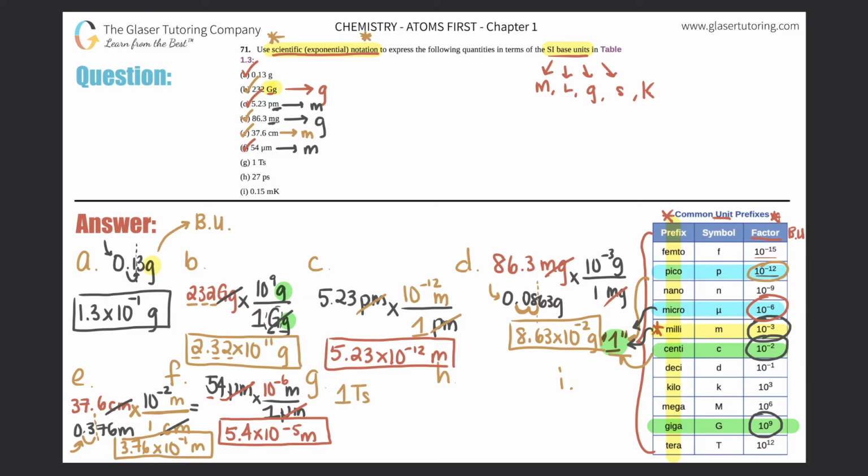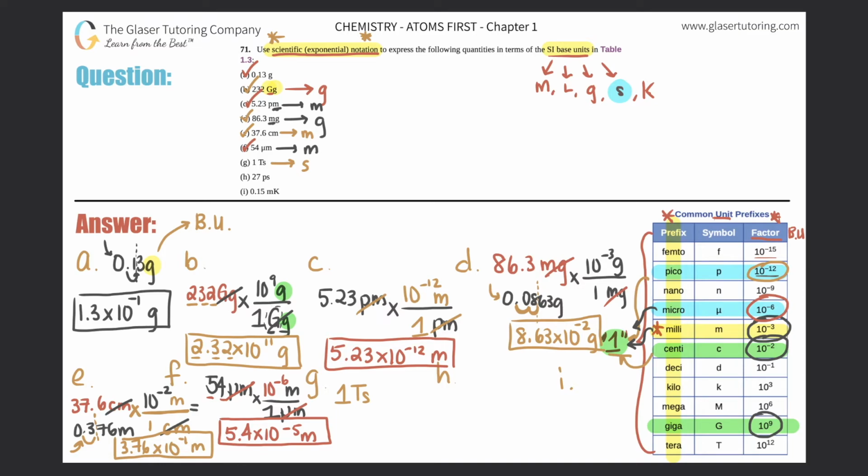G, 1 terasecond. Okay, so in this case, we got to go to the correct SI unit, which is seconds. That's the base unit here. And just remember that seconds is an SI unit, and it is a base unit. So it doesn't have to just be meter, liter, or gram. It could be seconds as well.